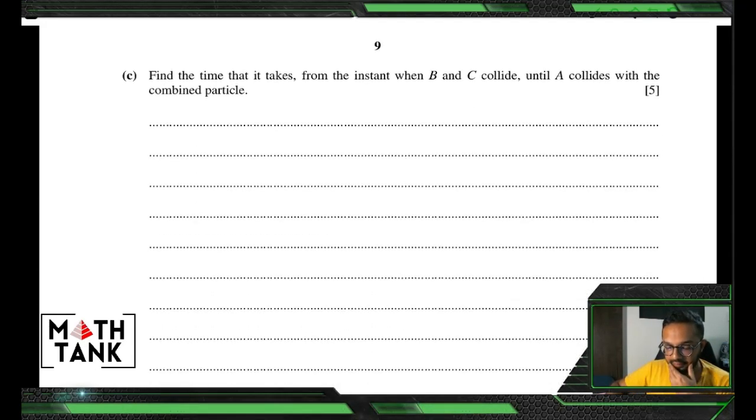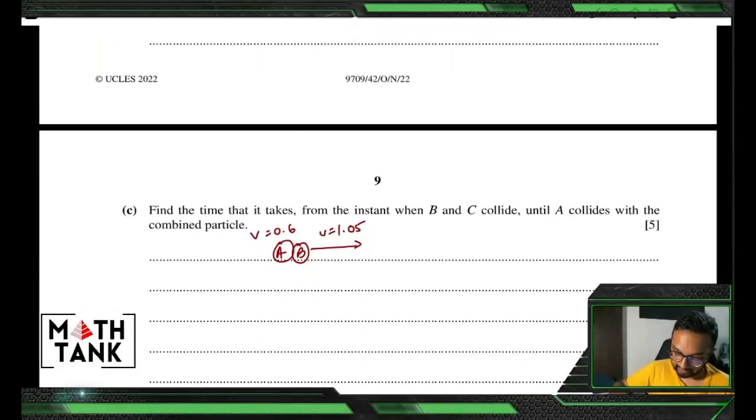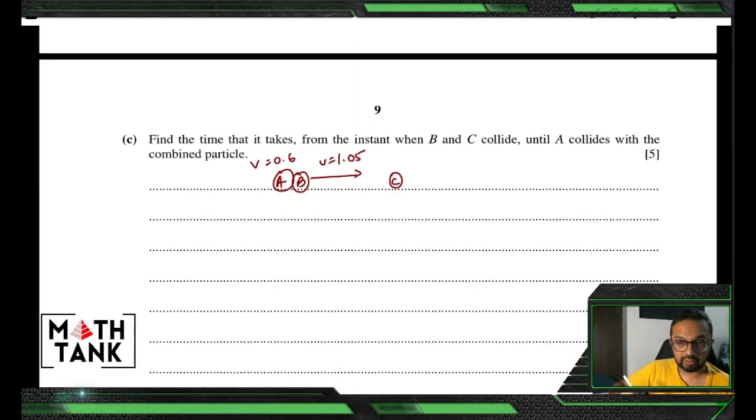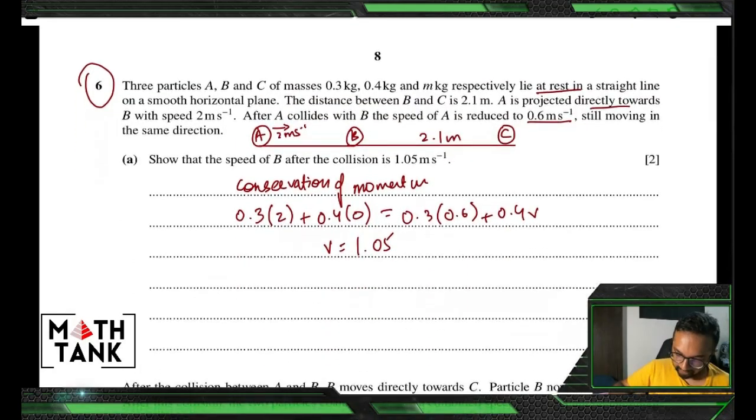It says find the time that it takes from the instant when B and C collide until A collides with the combined particle. So that's an interesting question. So what happened was that A and B sort of collided together. Then B started moving with a bigger speed. It started moving with 1.05 and A was moving with a speed of 0.6. That's what the question said initially, that its speed got reduced to 0.6. B then went on and collided with C and had a speed of now 0.5 when they were together, when their mass was basically 0.4 plus 0.44. What was A's mass? A's mass was 0.3.